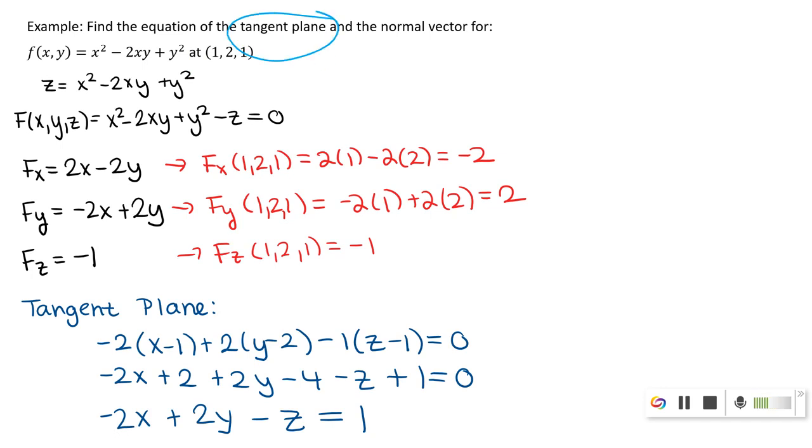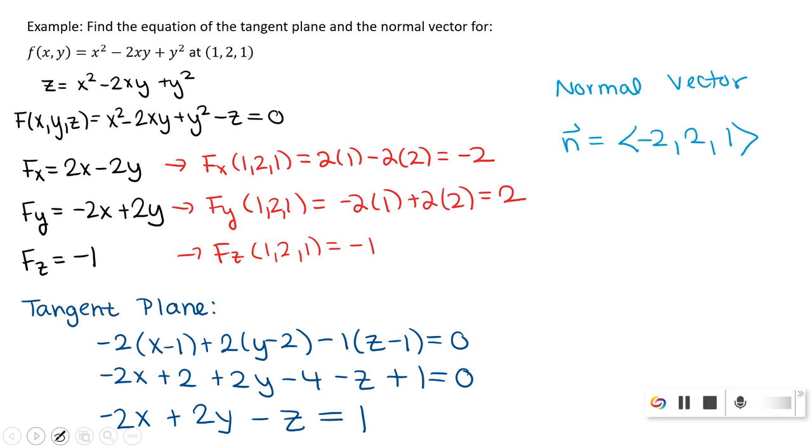The other thing this problem is asking for is a normal vector. And we've actually already computed the normal vector. The normal vector would be negative 2, 2. Oh, this should be a negative 1. Copied it down wrong. There we go, negative 1. So the normal vector is just those partial derivatives evaluated at that point.